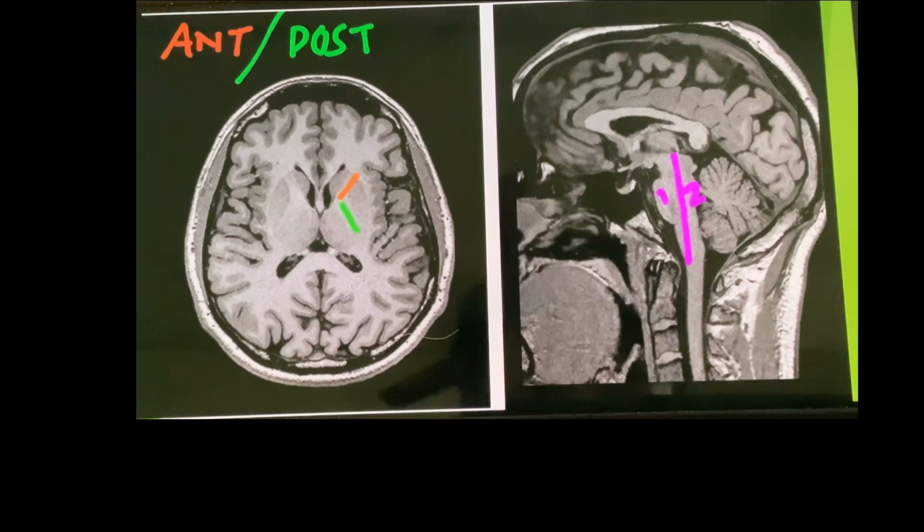So, at birth, the posterior limb of the internal capsule and the posterior part of the brainstem, which is shown in the image, are the ones which are myelinated.